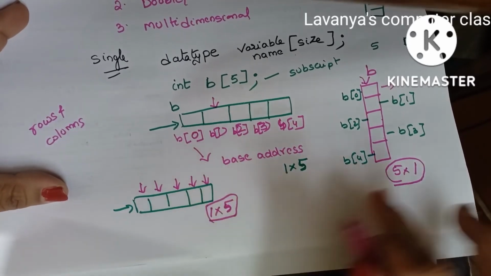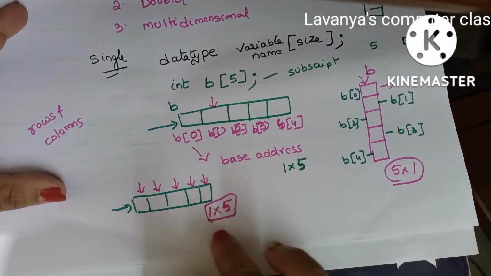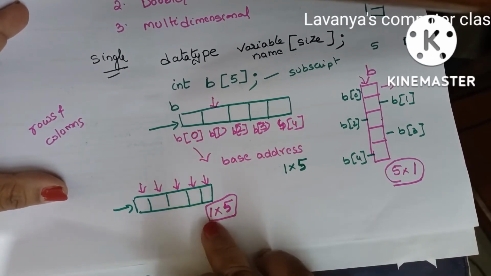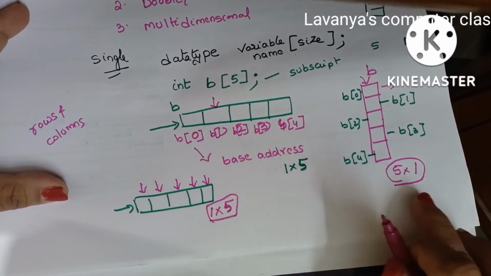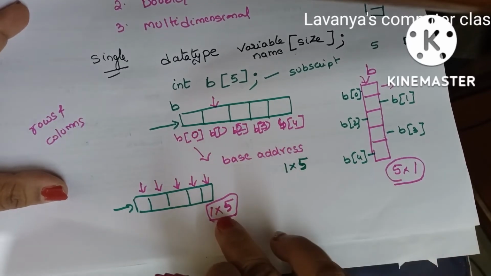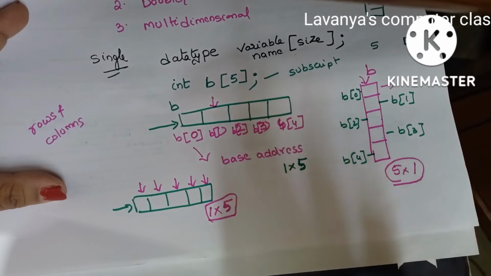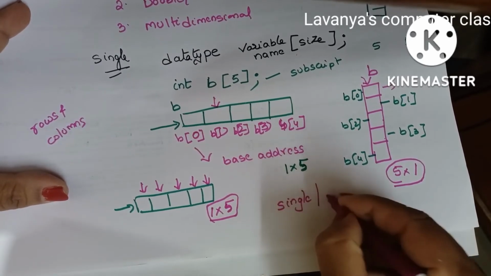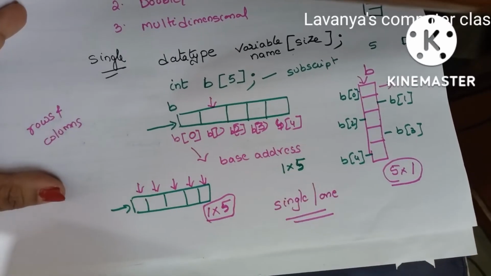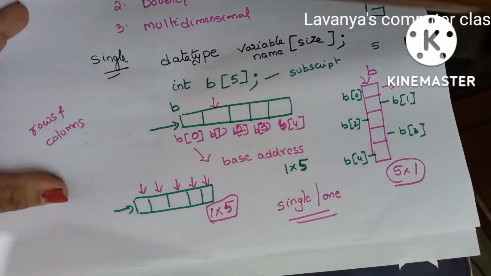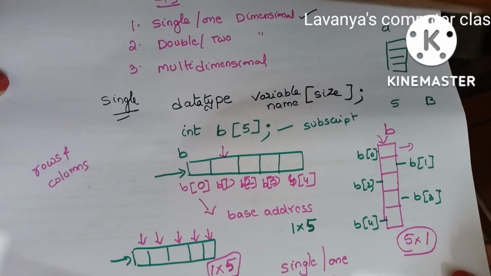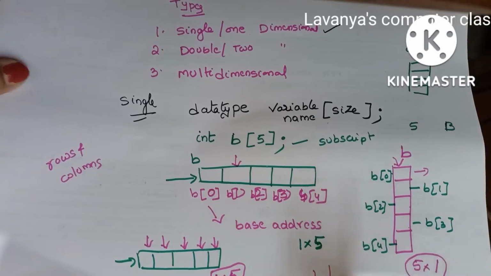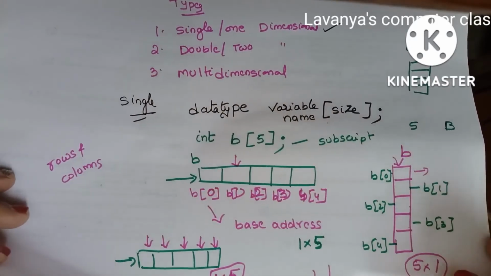So if we see like this, in the array representation, either the row or the column must be 1. In this example, the row value is 1. In this example, the column value is 1. So whenever the row value or the column value is 1, those are called a single dimensional array or one dimensional array. Is it clear? The remaining dimension we have to represent. So this is the single dimensional array.